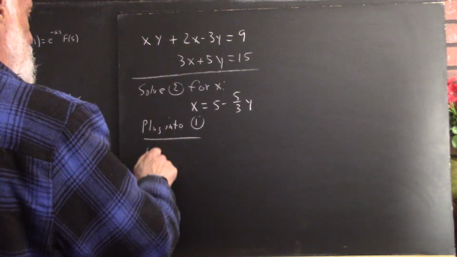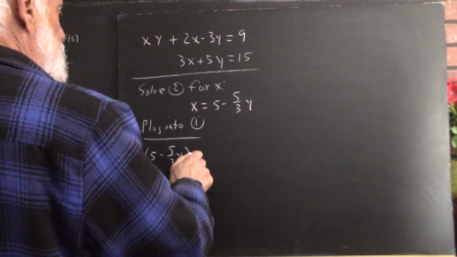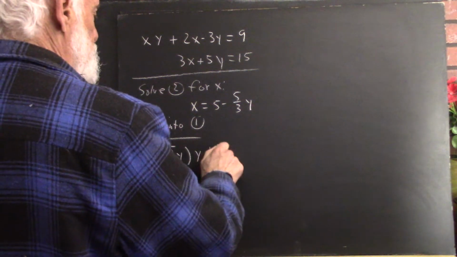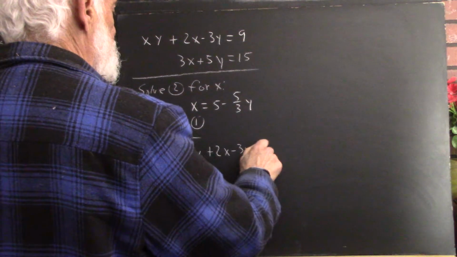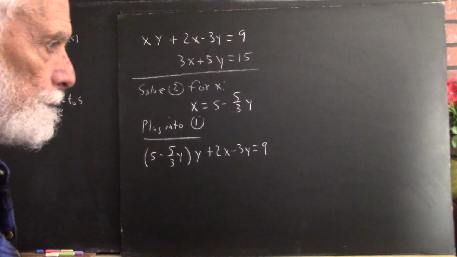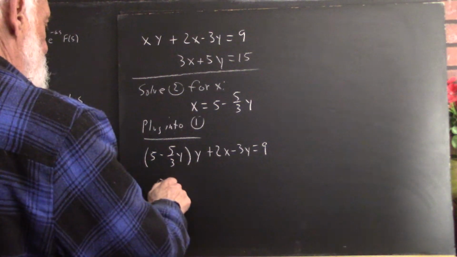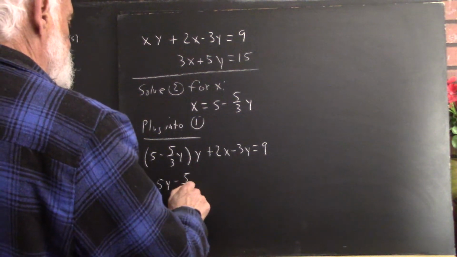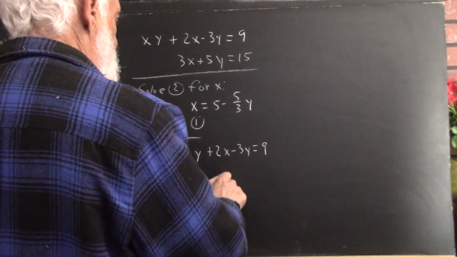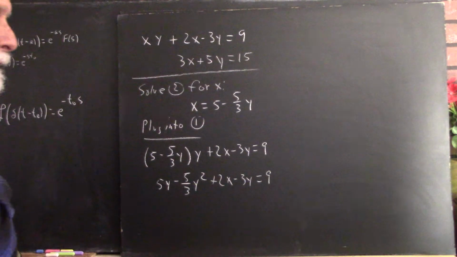xy is going to be 5 minus 5/3 y times y. There's your xy. Plus 2x minus 3y equals 9. And we can distribute now. We get 5y minus 5/3 y squared. Then we get the 2x minus 3y equals 9.